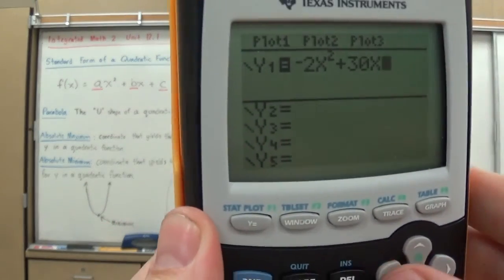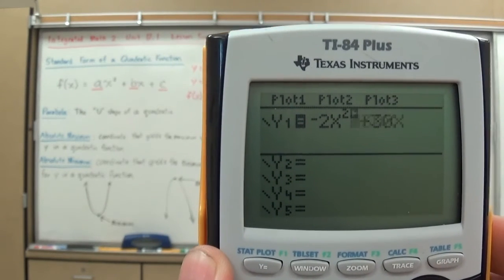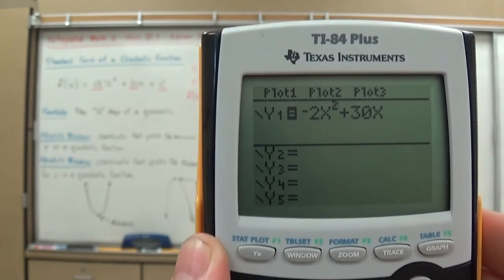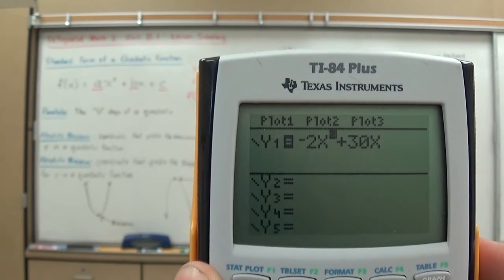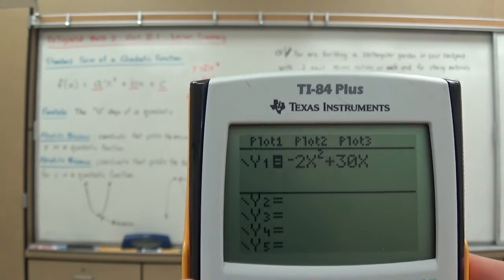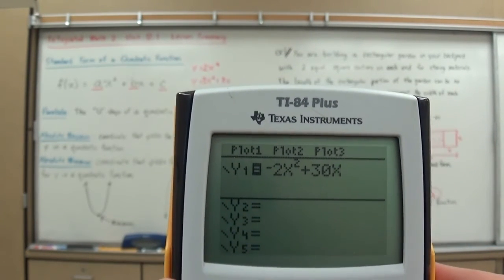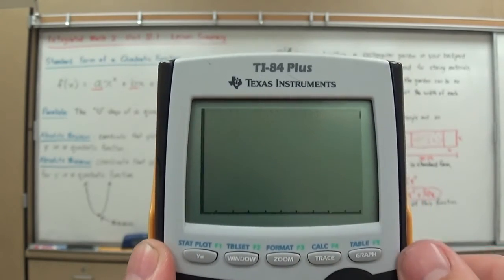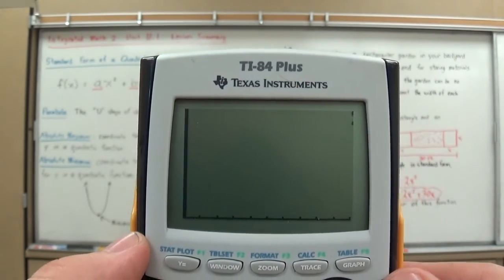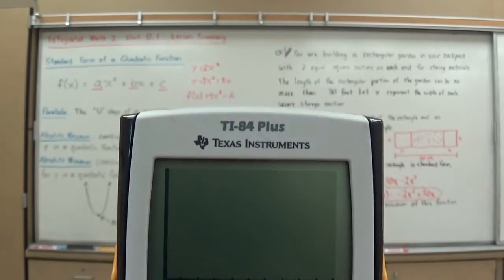Now one thing I want to point out here is when I type the squared, it's going to put you up in the exponent. You have to then press the right arrow to get out of there so that you're back typing on a normal plane. Then I hit my graph button. Okay, and what's likely going to be the case is your window does not match your problem.